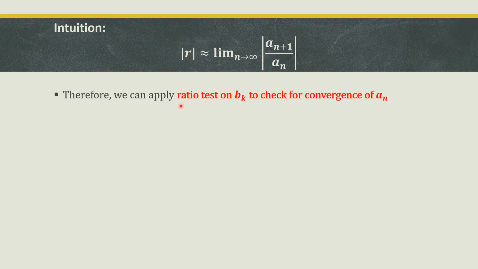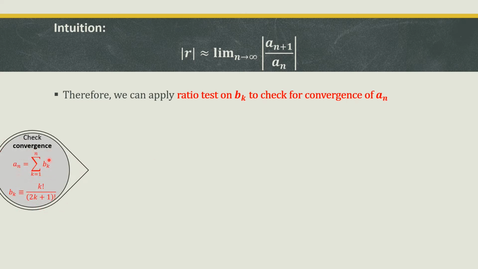And therefore, we can apply the ratio test on b sub k. So b sub k, if we recall, is just the inner terms in the sum. And this is to check for convergence of a sub n. So if you recall, the original goal is to check for convergence. We want to know if this sum, a sub n, is convergent. Then, to do that, we are saying here that instead of looking at the whole sum, we can actually look at just b sub k, the inner term of the summation notation, which in this example is this expression.